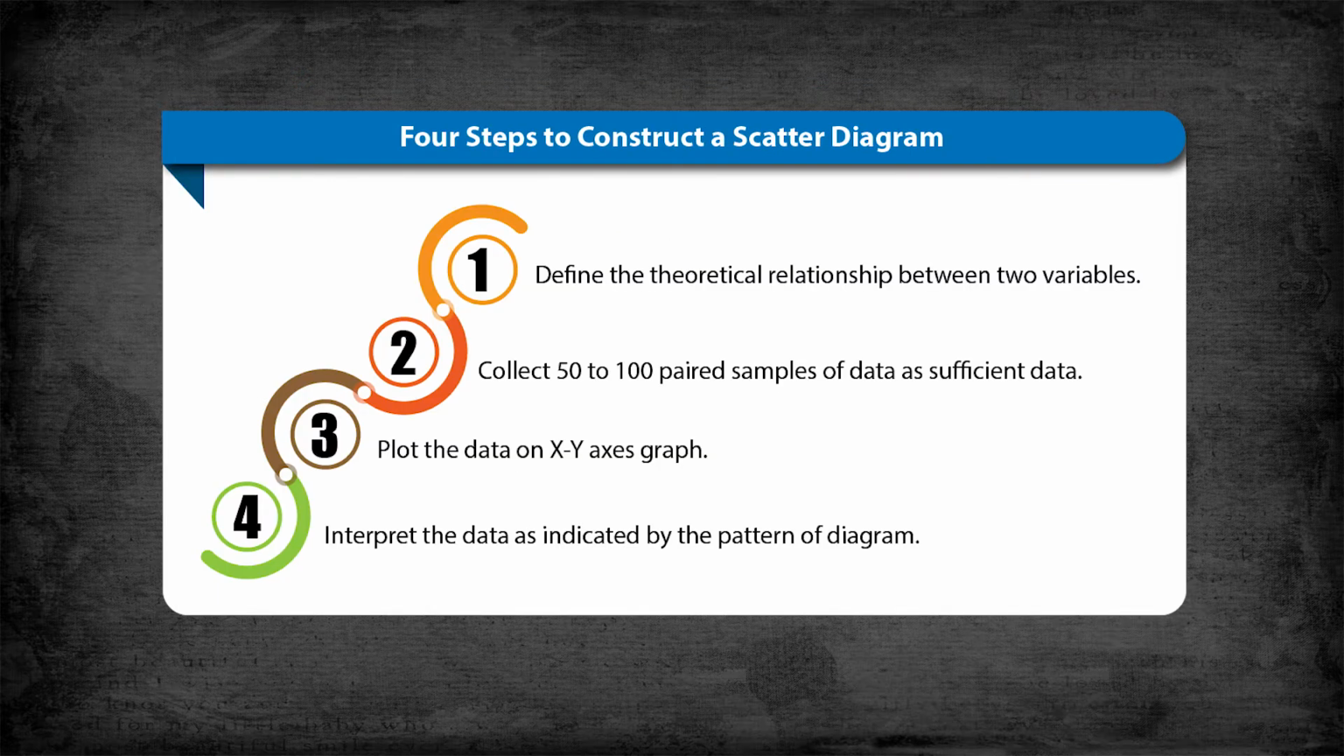The following 4 steps are used to construct a scatter diagram. Define the theoretical relationship between two variables. Collect 50 to 100 paired samples of data as sufficient data. Plot the data on an XY axis graph. Interpret the data as indicated by the pattern of diagram.